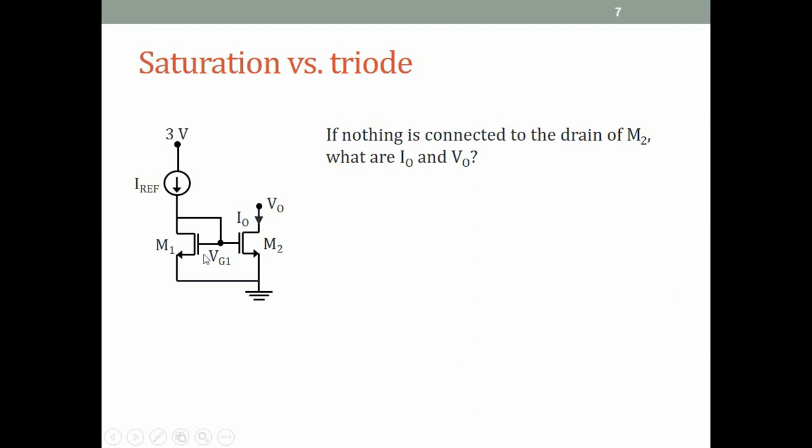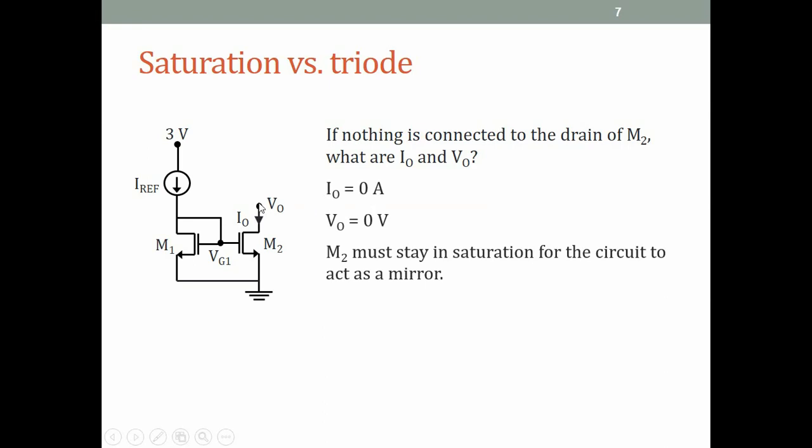Now suppose I build this current mirror circuit, but in this extreme case I don't connect anything to the drain of M2. What happens here? What is the current I0 and what is the voltage V0? In fact, we've seen this before, so I'll just write the answer. Nothing flows. This is an open circuit, so no current can flow. So I0 is 0. And because no current flows, although this transistor is on, let us recognize that because of IREF and M1, VG1 has a non-zero value, some value greater than VT.